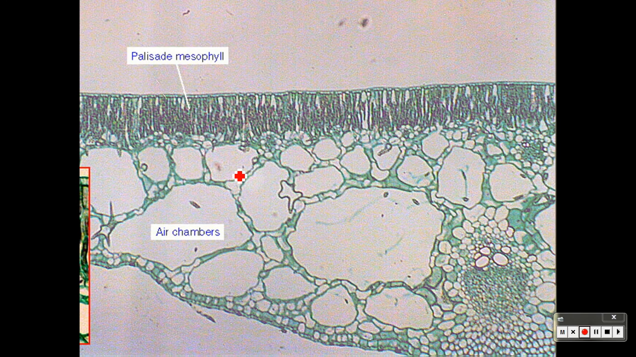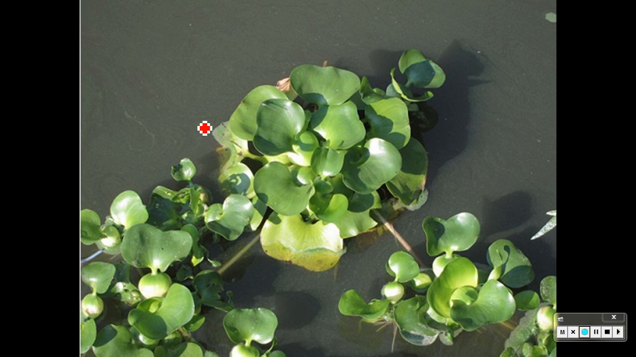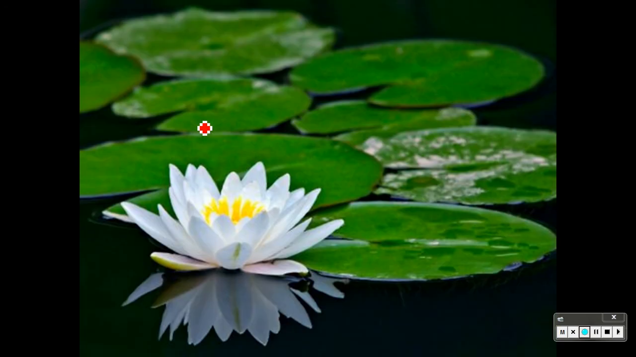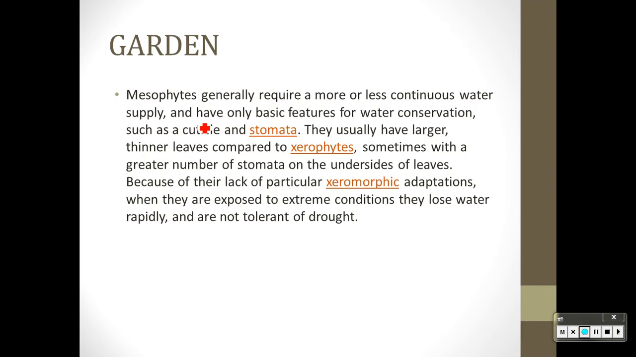Here are your air chambers inside of the leaf, and the palisade is very thin because it's definitely on top. Think pond plants, so lily pads. I don't really know many pond plants, I'll be honest, other than lily pads. I feel kind of slow. Let's see what the book is saying. Aquatic plants. Stomata on the top, thin cuticle, very little lignin because it's supported by the water. They don't have a name.